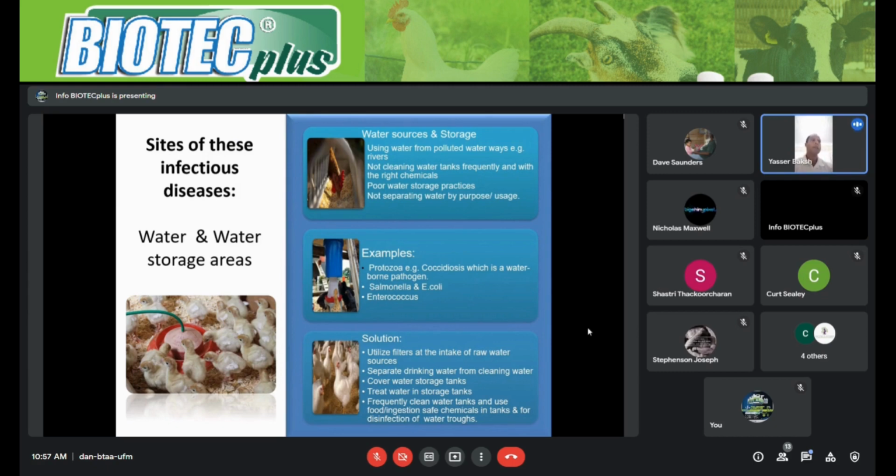So solution, again, so you utilize the filters, as I said. You separate the drinking water from cleaning water. Cleaning water is for cleaning, guys. That's pretty straightforward, right? But a lot of people don't realize that. So your cleaning water is for removing excrement and dust particles, soil and that sort of stuff. Your drinking water is solely for drinking. Solely for drinking, okay?